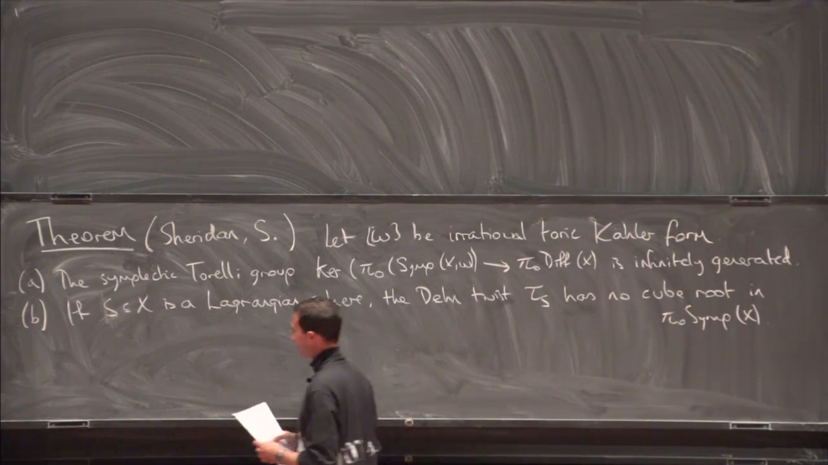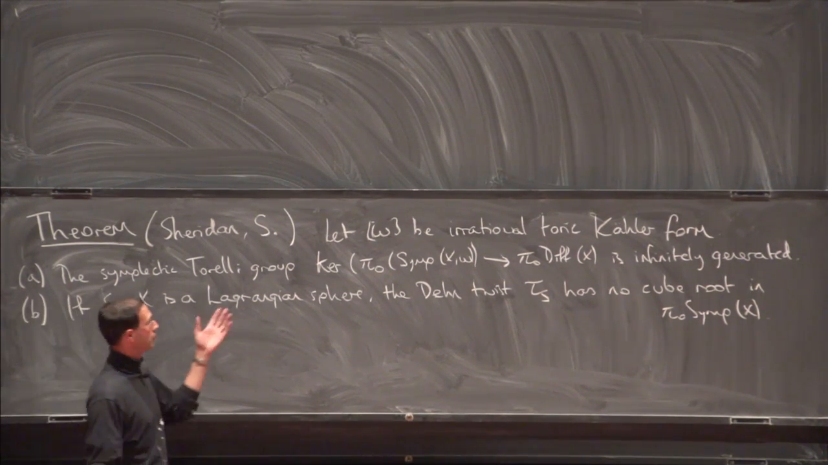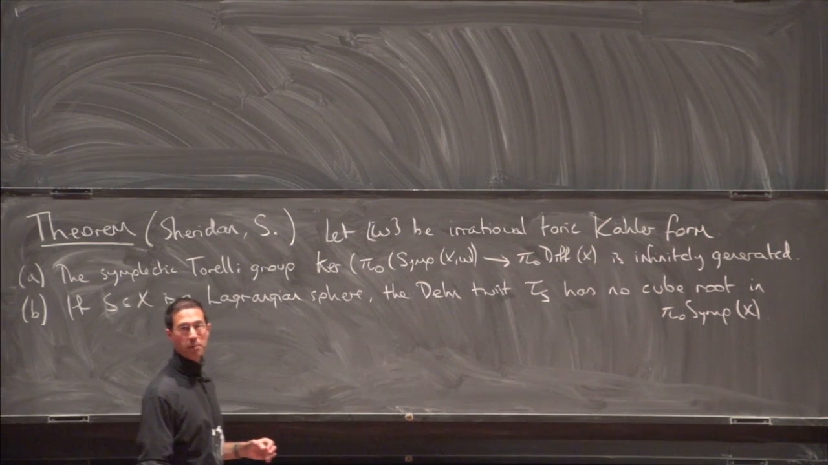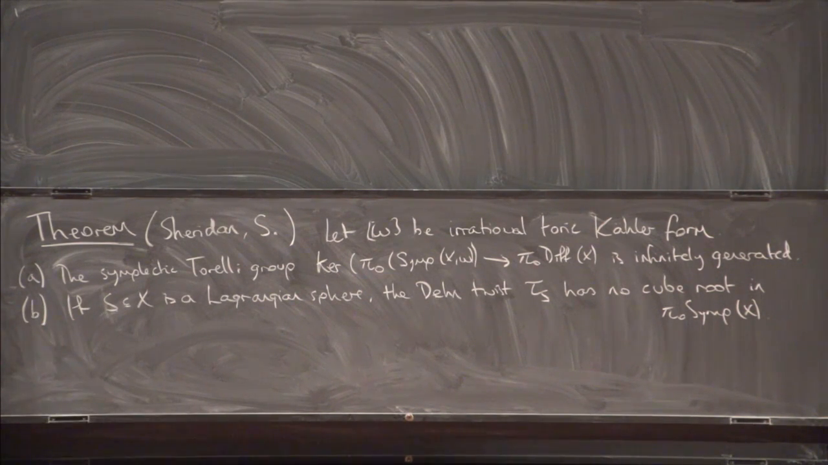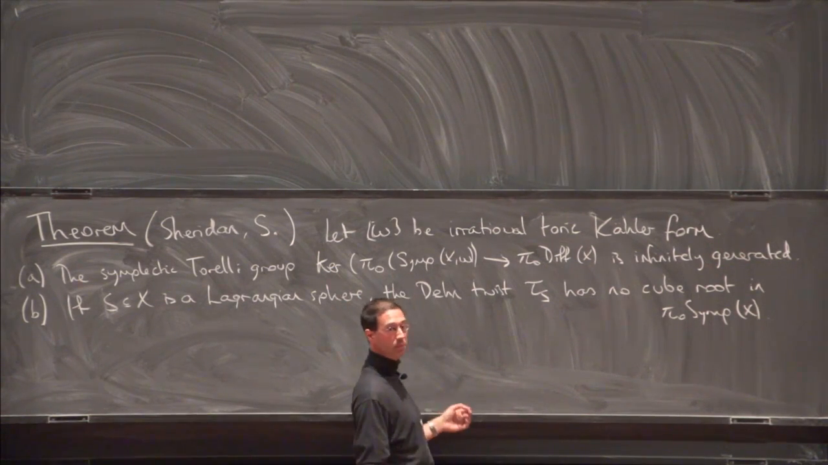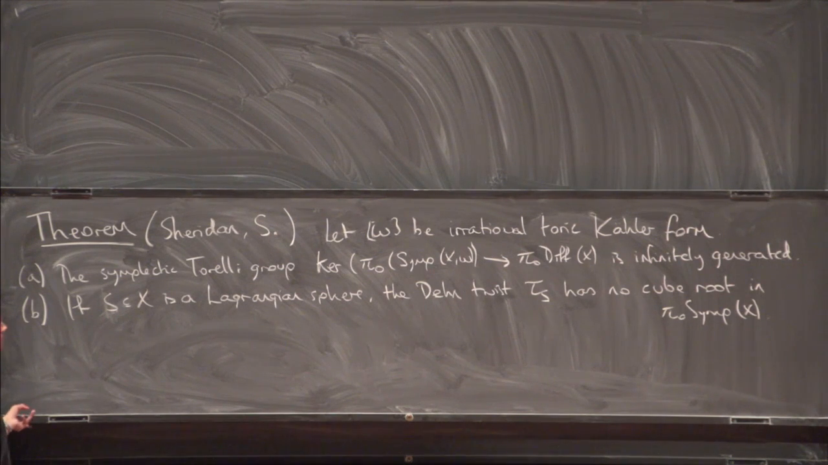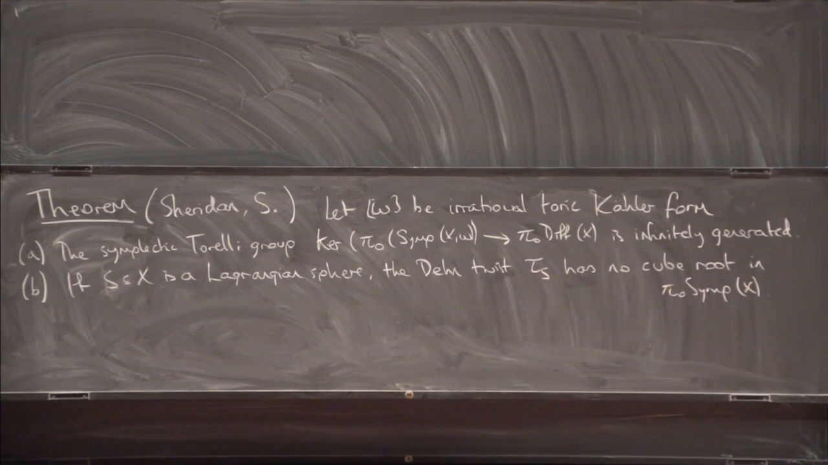So this first statement says that if we think about the Torelli group of this symplectic manifold, you could think either of the kernel of the action of the symplectic mapping class group on cohomology, or in fact even the kernel of the natural forgetful map from the symplectic to the smooth mapping class group, then that's infinitely generated. The second is not very important, but I find it cute, so I wrote it up.